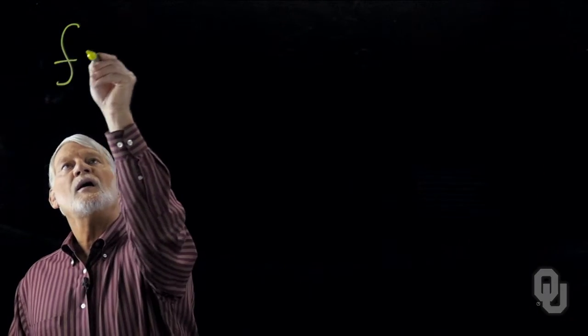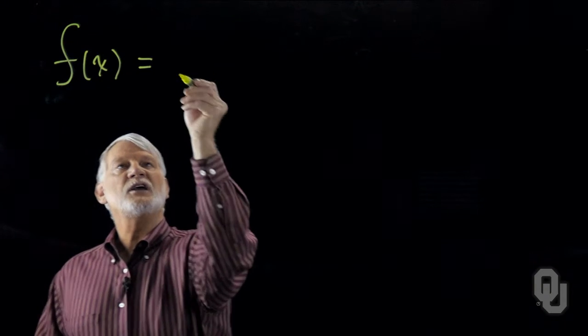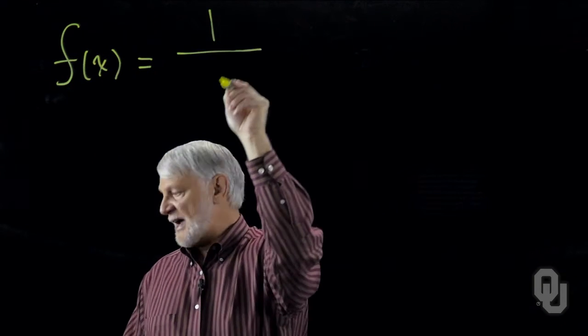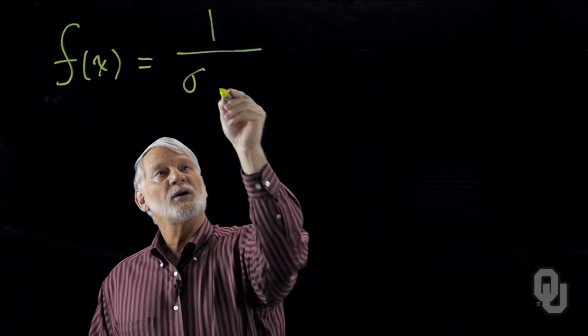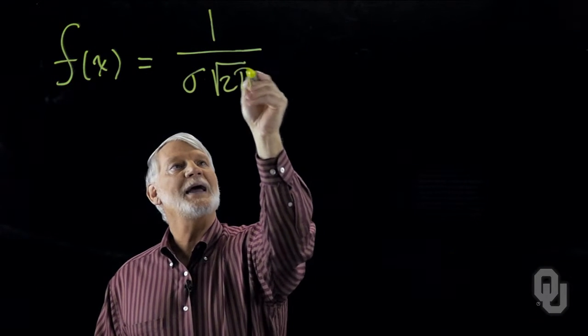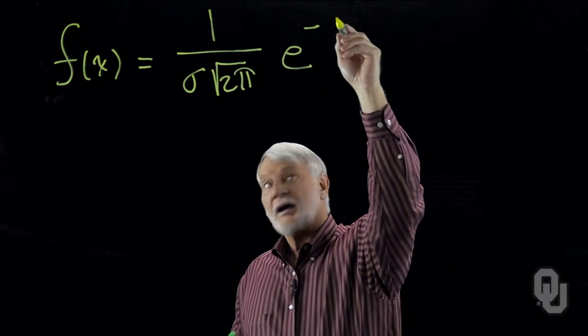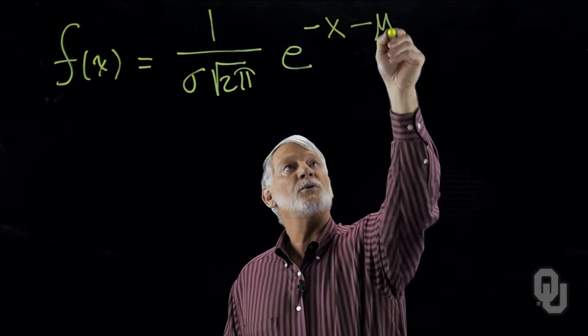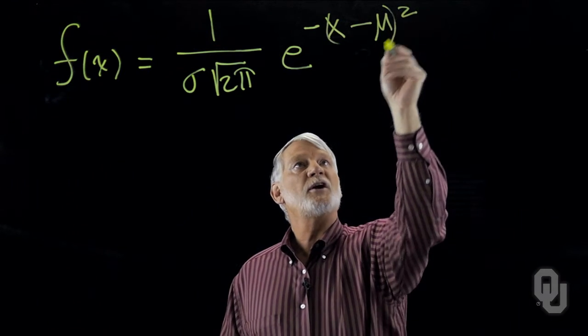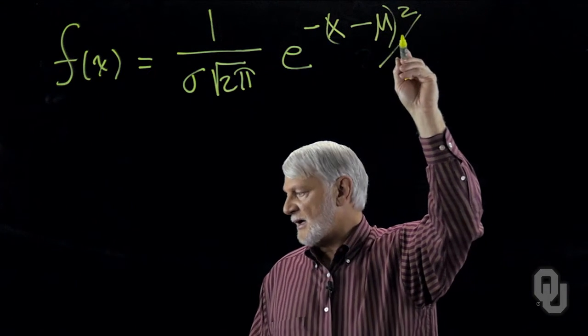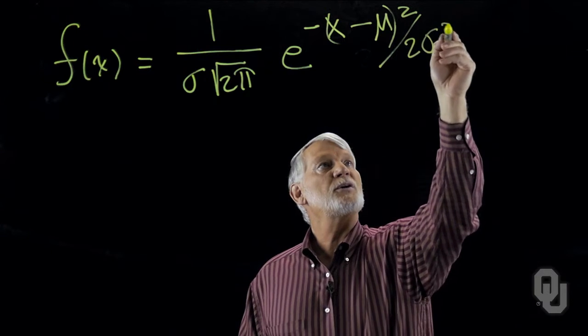Today we would like to learn how to calculate probabilities for normally distributed random variables. Here again is the formula for the normal distribution. f(x) is equal to 1 divided by sigma square root of 2 pi, e raised to the minus (x minus mu) squared, divided by 2 sigma squared.